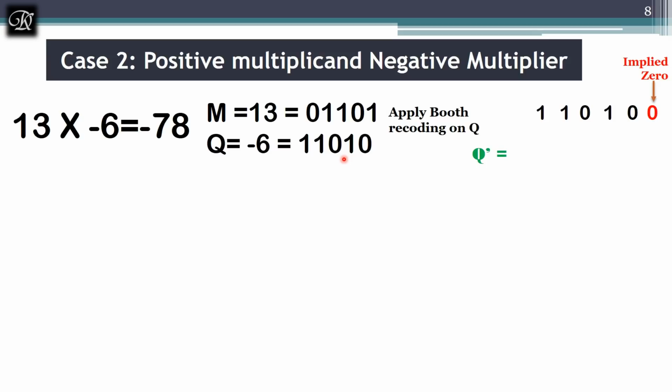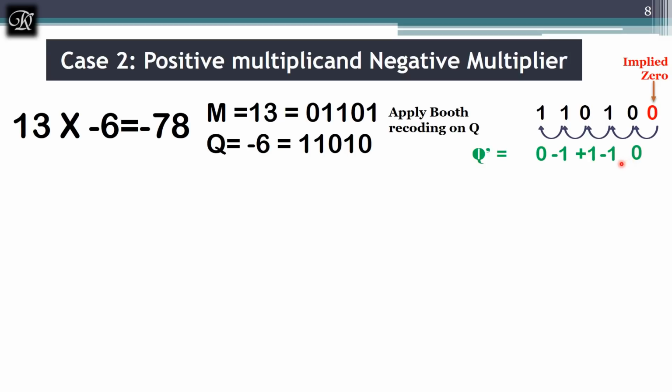Now the next stage: I have to find the new q, that is q dash. To find q dash, you have to assume there is a 0 appended and find the pairs based on the truth table. When both values are the same, the answer is 0. When it is moving from 0 to 1, it is -1. When it is moving from 1 to 0, it is +1. When it is moving from 0 to 1, it is -1, and when both are same, it's 0. So now my new q is 0, -1, +1, -1 and 0.